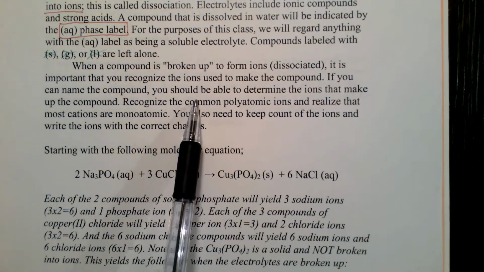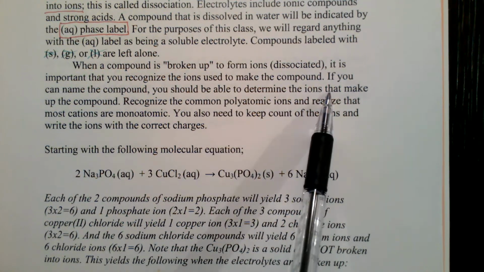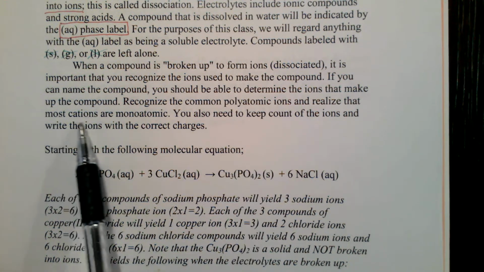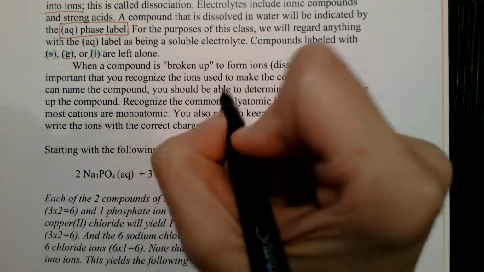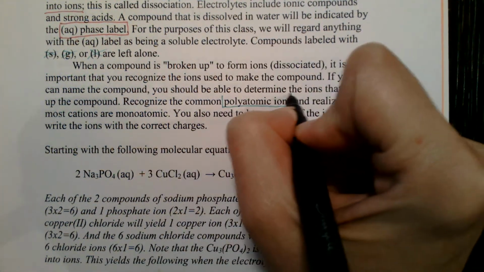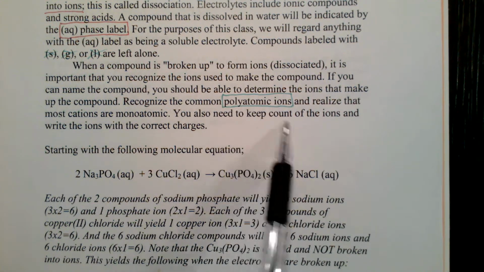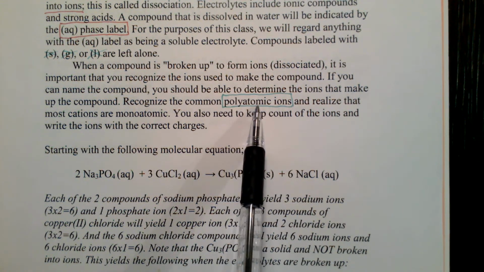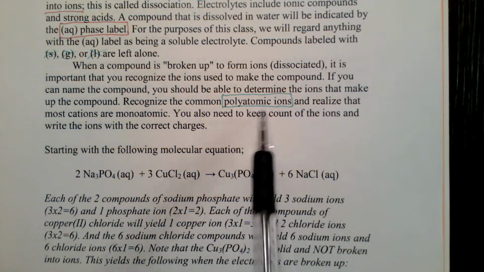If you can name the compound and write the formula like we did in chapter 5, you should be able to determine the ions that make it up. Recognize common polyatomic ions, and realize that most cations are monatomic. If it's one of the polyatomic ions we talked about in chapter 5, you don't break it apart down into elements. You keep polyatomic ions as polyatomic ions. They're just polyatomic ions floating around in solution instead of an atom.